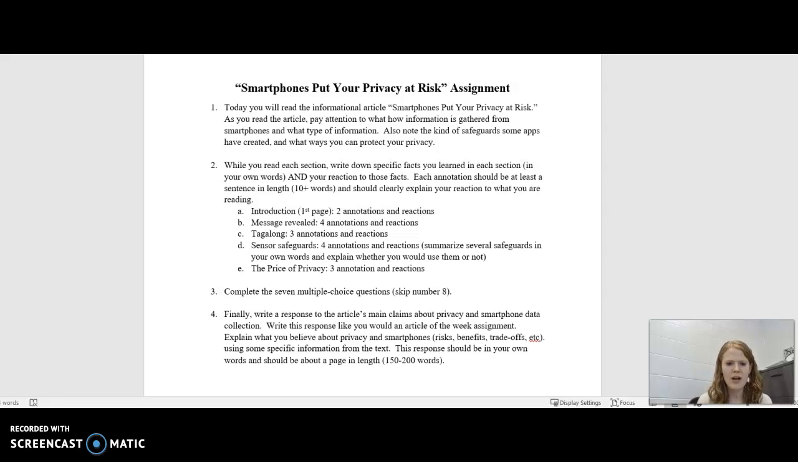So what I've done is I've broken down each section and how many annotations I would like per section, because as I read through the article, I felt like there were some sections that you had more to react to than others. So for the introduction, you'll write down 2 annotations, and with your annotations, you're writing down a fact or a key finding from the article in your own words, and then also your reaction to it, okay? So make sure that you're doing both.